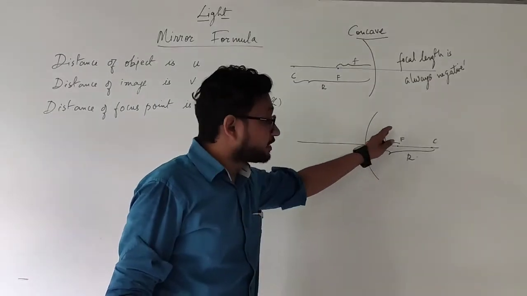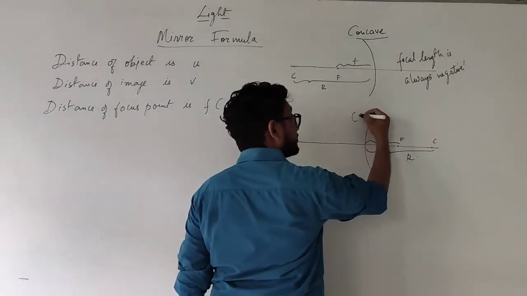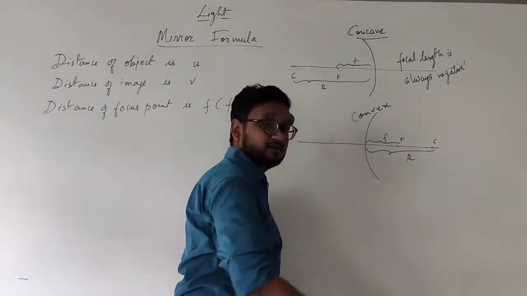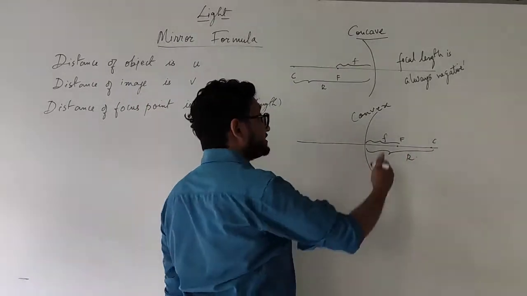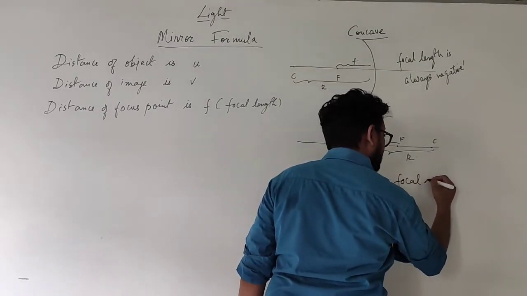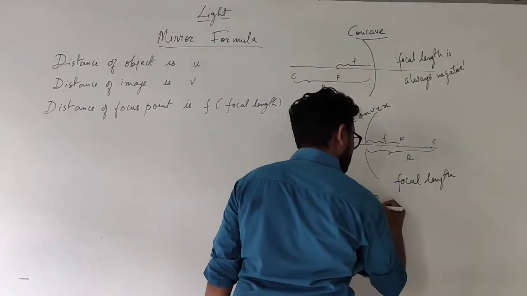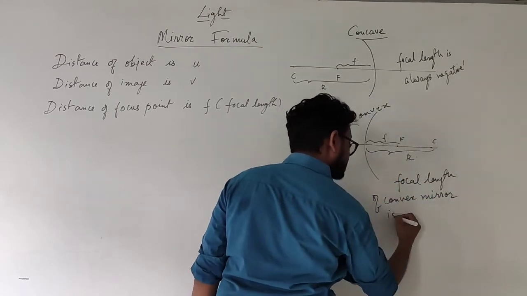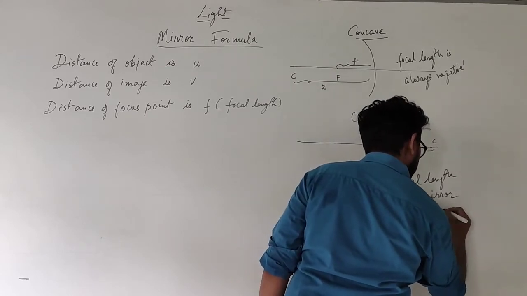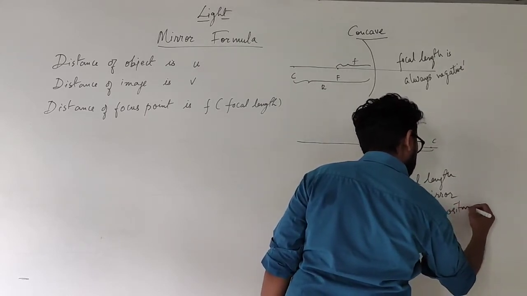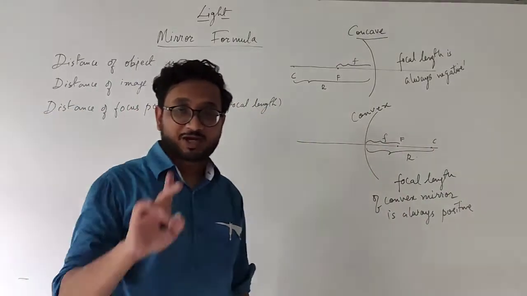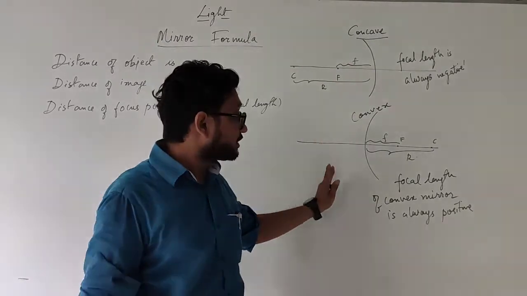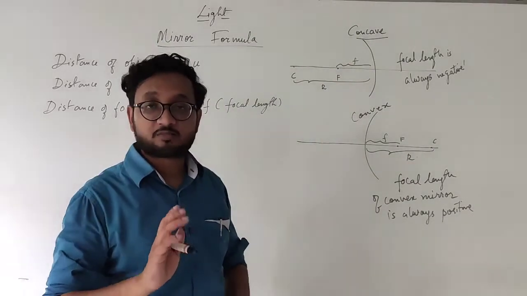Similarly, for a convex mirror, the focus point is on the right hand side of the mirror, on the right hand side of the principal axis, and thus it is always taken positive. So the focal length of a convex mirror is always positive. I repeat once again, the focal length of a concave mirror is always negative and the focal length of a convex mirror is always positive.